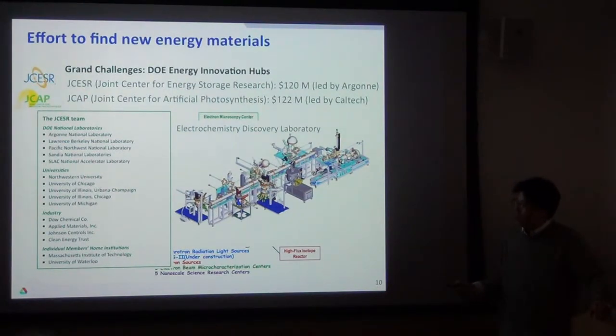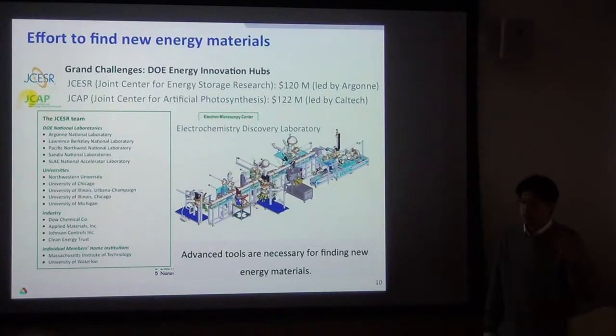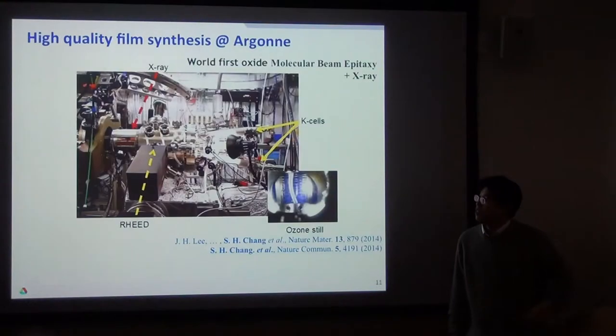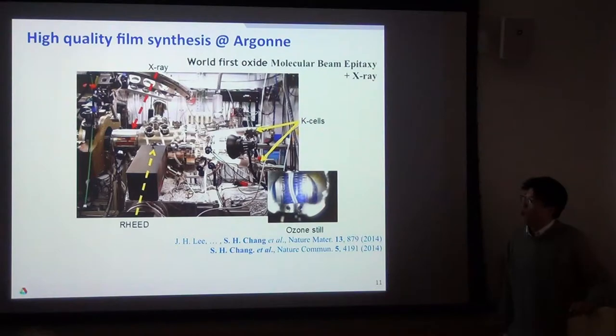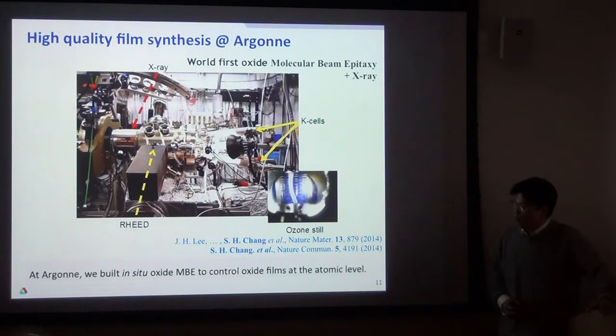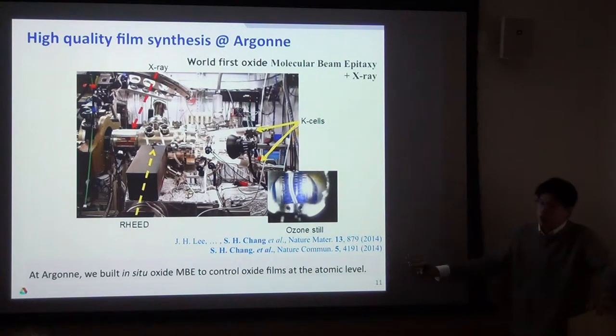So it is a huge effort. Our common sense is that we need advanced tools to synthesize and characterize. So here is one of our efforts at Argonne. We built high quality film synthesis tools, oxide molecular beam epitaxy. The unique thing about our oxide MBE is the combination of X-ray and the growth chamber at the beamline. So actually we can monitor our growth during the growth. Finally we got the ability to control the oxide film at atomic level precision.